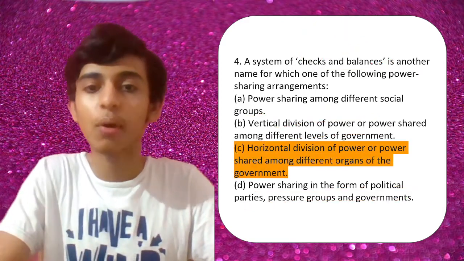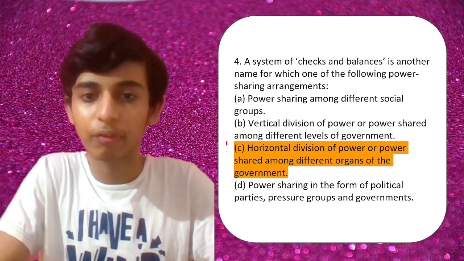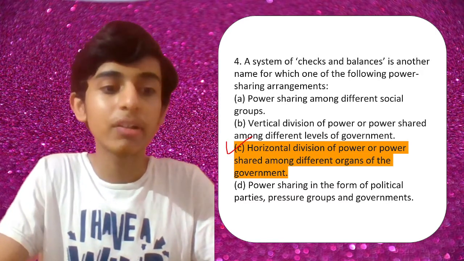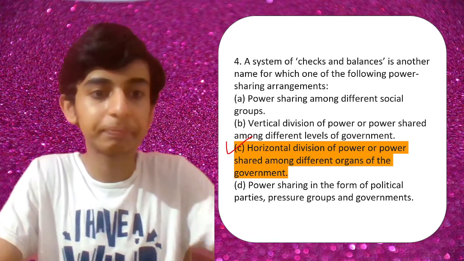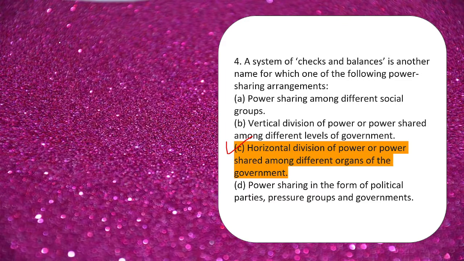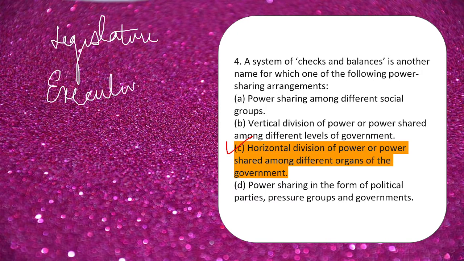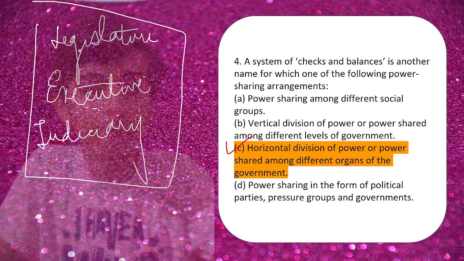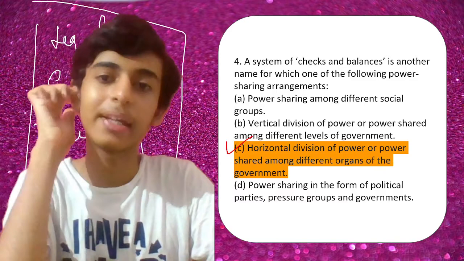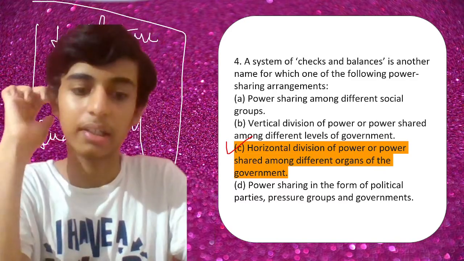Yes, it is horizontal form of a government in which the power is shared among the legislature, executive and judiciary, and these three can have a check on each other on how they are performing. My handwriting is not going to be good today, just pardon me. So that can be done.